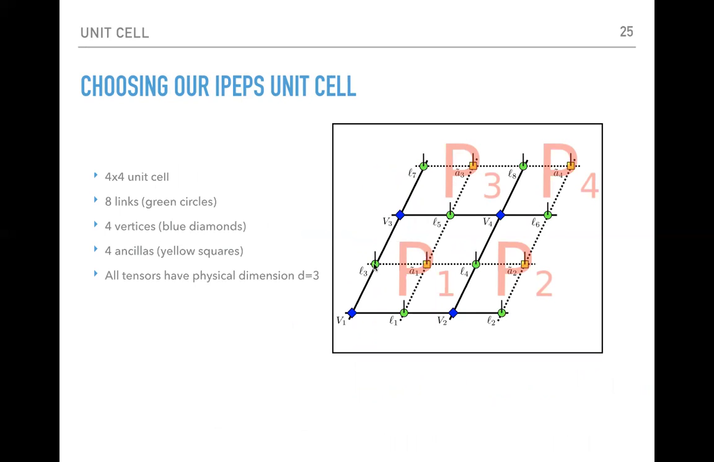We have 4 vertices, which are these blue diamonds, and we have 4 ancillas, which are these yellow squares. And we include these ancillas and these vertices precisely for doing what I just told you, just to implement this four-body operator for the plaquette and for implementing Gauss law on the vertices.